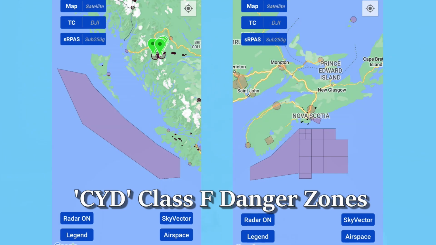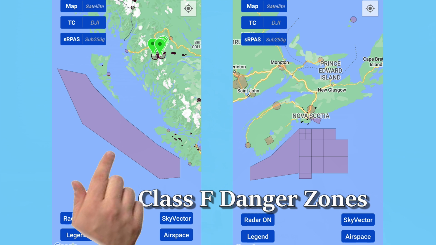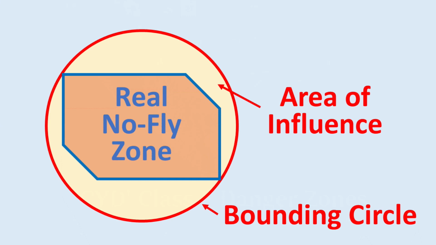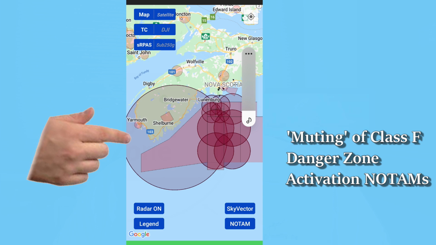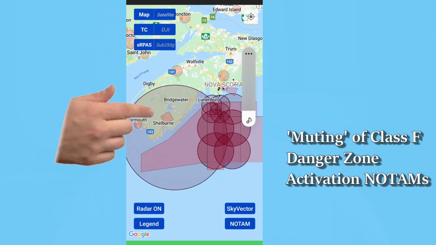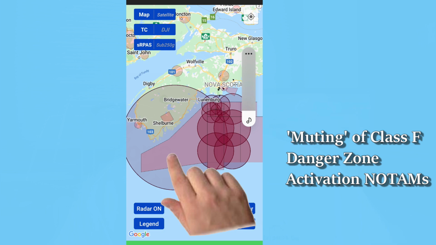The last two features are related to Class F zones, and certainly the folks living in Nova Scotia will appreciate the first one. Whenever NAV Canada activates a CYD Class F danger zone, which are zones located off the east and west coasts of Canada, they put up a NOTAM announcing the activation. No big deal, except that the area of influence circles for some of these NOTAMs can be huge. When CYD 703 is activated, for example, it makes it look like a big chunk of Nova Scotia is a no-fly zone, which isn't really the case. The only real no-fly zone is the actual CYD 703 area, this weird shape here.